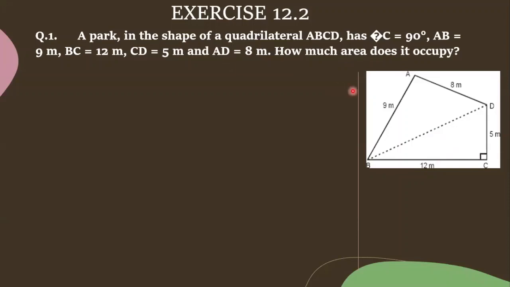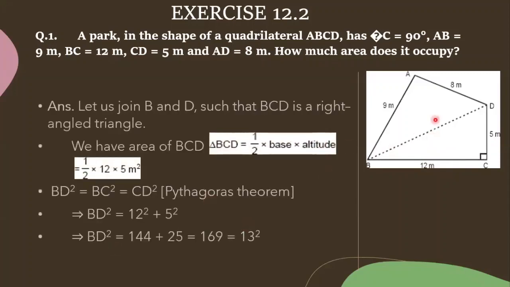Okay. Next one is to find the area of triangle ABD. First, I need the value of this BD now, children. How to get the value of BD now? Pythagoras theorem. Very good. Pythagoras theorem says square of hypotenuse is equal to sum of the squares of the other two sides. Square of 12 is 144. Square of 5 is 25. 25 plus 144, 169. So what is the value of BD now? 13. See, we have got the BD value 13.